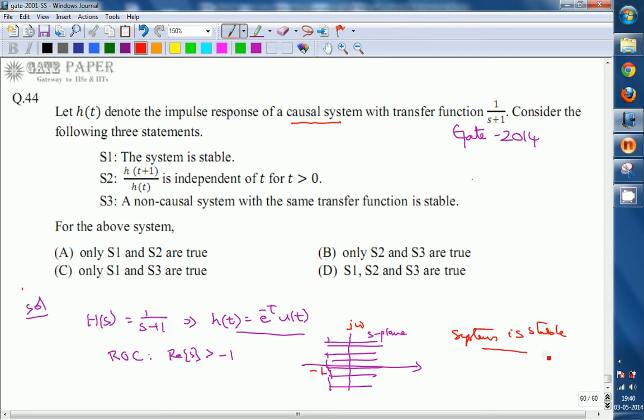Otherwise, we can also verify using the expression integral from minus infinity to infinity of mod h of t, which must be less than infinity. By observing this, it is satisfied for this h of t. So the system is stable, and we can say that the statement S1 is true here.